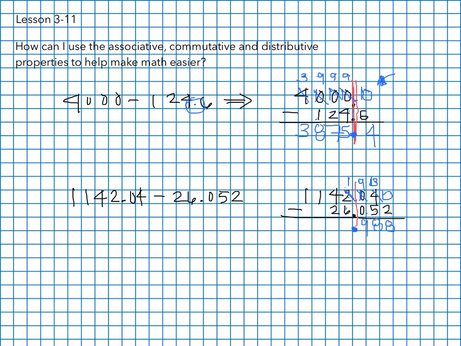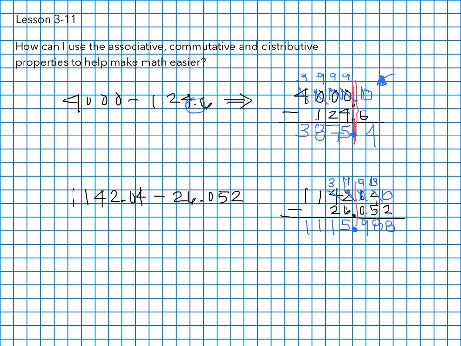1 less 6 I cannot do because 6 is greater than 1. So I go to my neighbor. 4 becomes 3. 1 becomes 11. Now 11 less 6 is 5. 3 less 2 is 1. 1 less 0 is 1. 1 less 0 is 1. So our response is 1,115 and 988 thousandths.